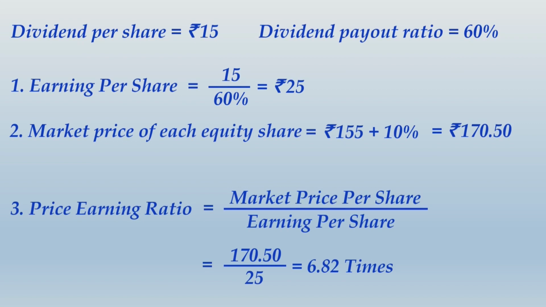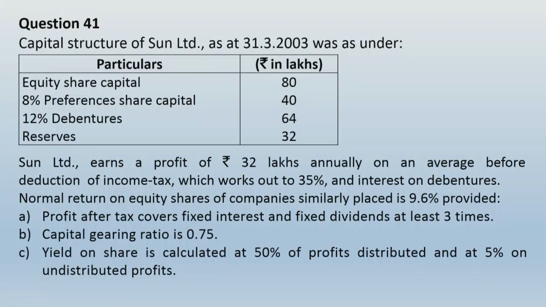Alright friends, you would have finished writing this whole thing. Let us move ahead and take up the next question, that is question number 41. See what is given over here. Capital structure of Sun Limited as at 31/3/2003 was as under. Equity share capital rupees 80 lakhs, 8% preference share capital rupees 40 lakhs, 12% debentures rupees 64 lakhs and reserves rupees 32 lakhs. Sun Limited earns a profit of rupees 32 lakhs annually on an average before deduction of income tax, which works out to 35%, and interest on debentures.